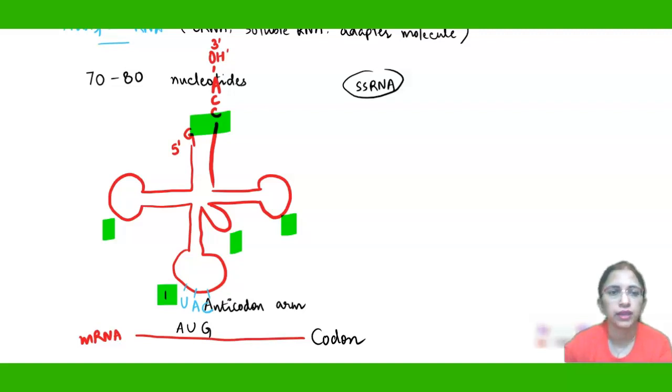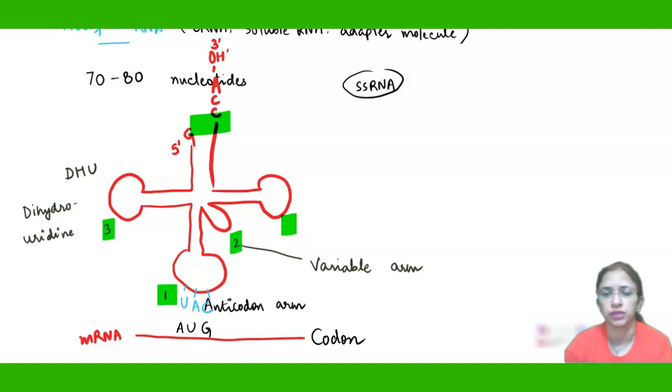Now this arm here is a variable arm, meaning the length of it varies. This one could be your second, which you have to draw. This could be your third, and this is known as DHU, which means dihydrouridine. Certain bases get modified in the transfer RNA, and that's what DHU is. DHU forms a loop-like structure, so sometimes we call it the DHU loop also.